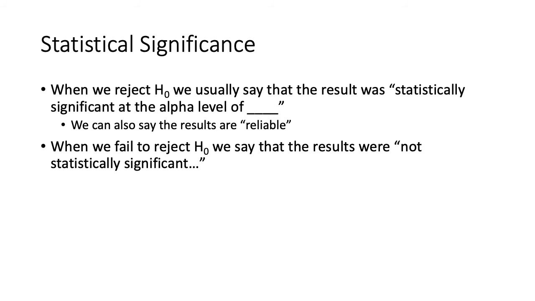When we fail to reject the null hypothesis, we make the statement that the results were not statistically significant, but we don't say they're insignificant. It's just that they weren't statistically significant. We'll get to more on that later. The terminology gets a little bit tough here. We have to be very careful, and we'll talk about the errors that we can make in a little bit.